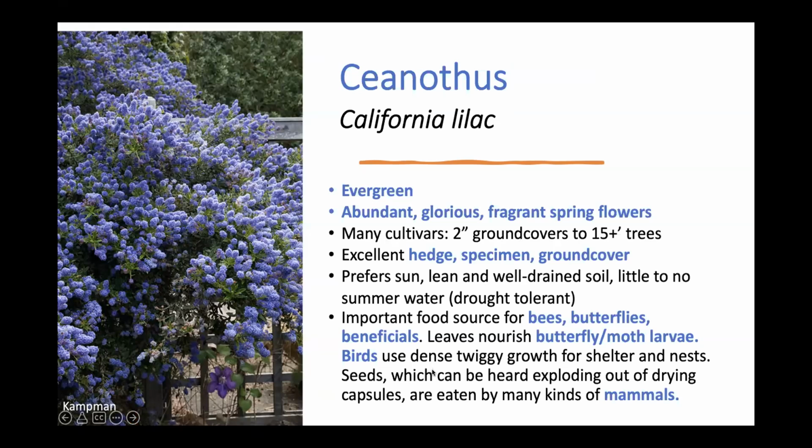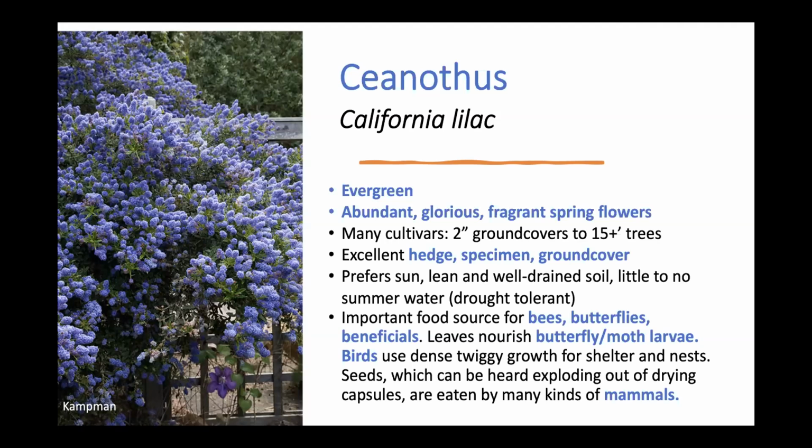So I don't necessarily recommend that you try that for the first year. Native plants really are going to want some water, certainly when they're first planted. But it just goes to show you that many of them, once they're established, don't need any supplemental water at all. Anyway, we'll talk a little bit more about that in a second. But this is a very important food source for bees, butterflies, beneficials. The leaves nourish butterfly and moth larvae.